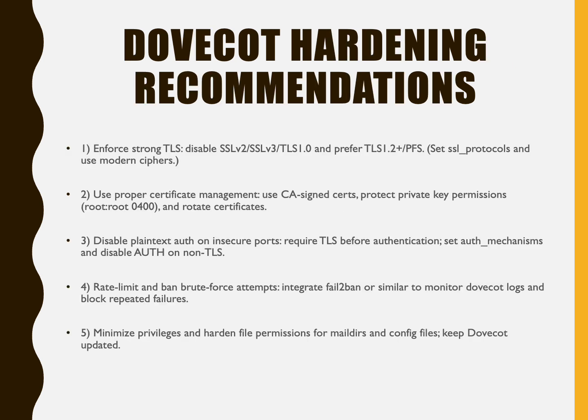And of course, just like everything else, just enabling SSL wouldn't be enough. You would need to use hardening configurations to make sure it holds up against any real world threats. So here are the top 5 best practices for hardening Dovecot. The first would be to enforce strong TLS. This means disabling the weak and outdated protocols such as SSLv2, SSLv3, and TLS 1.0, and only allowing TLS 1.2 or above. And then you would want to use a modern cipher suite that supports perfect forward secrecy.